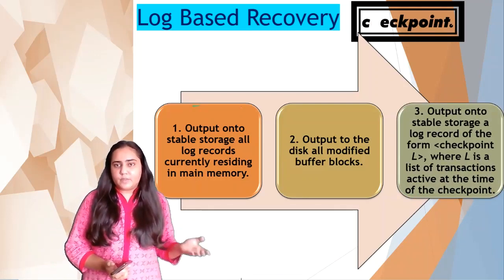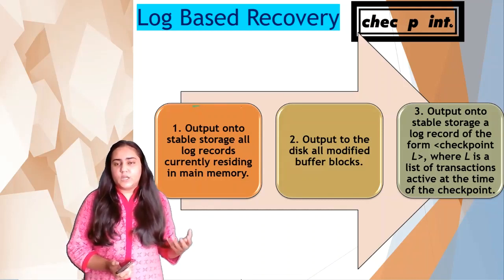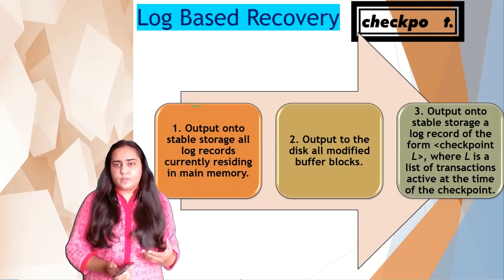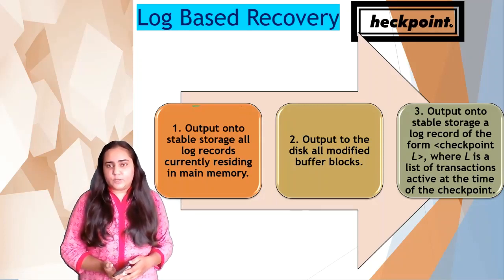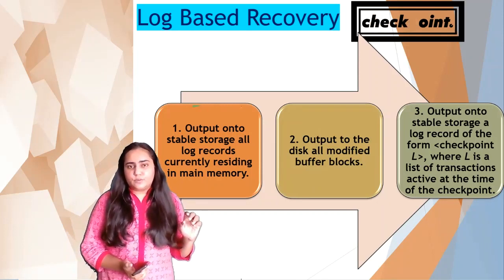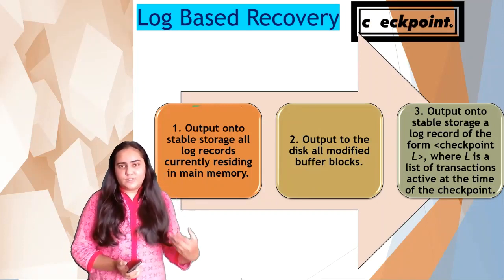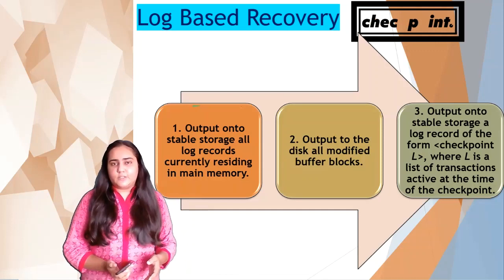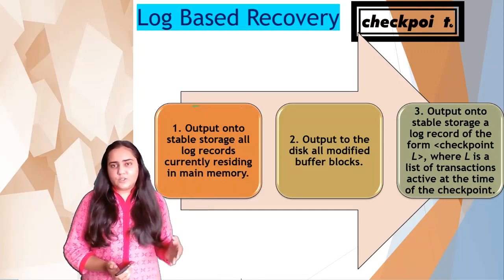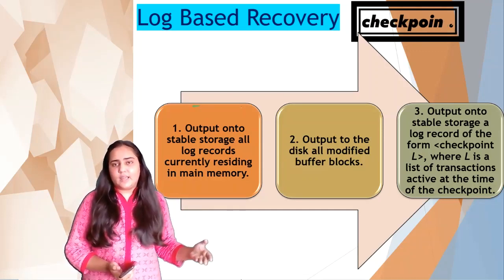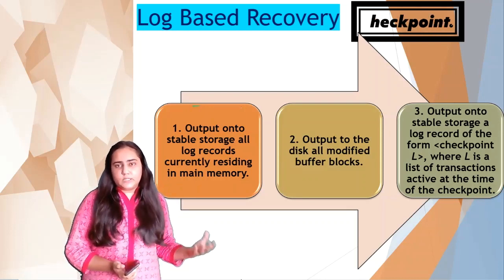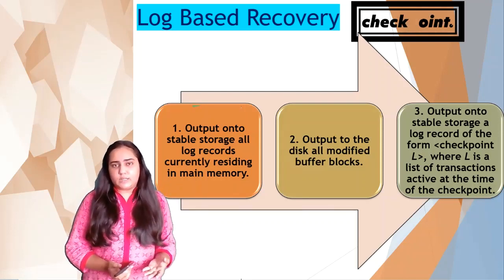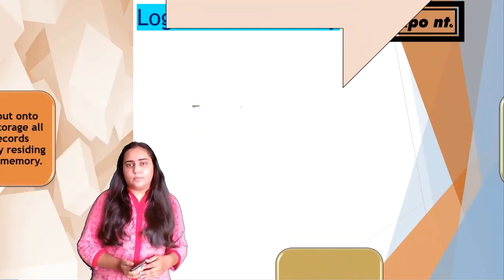And lastly, output onto stable storage a log record of the form checkpoint L, where L is a list of transactions active at the time of the checkpoint. So this will show you that while the checkpoint did its work, these were the transactions that were active. Later on, using this list L, you can decide which of the transactions need to be undone and which need to be redone. Let's see it with an example.